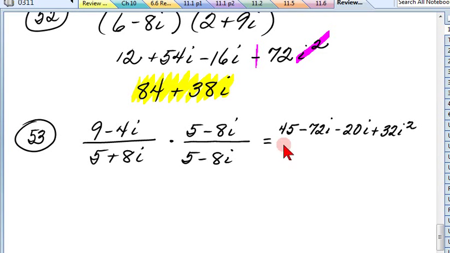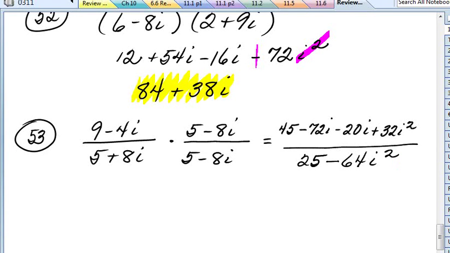I much prefer to be working with the denominator where I'm multiplying conjugates. Product of the first, 25. Outers and inners don't count. Product of the last, minus 64i squared.